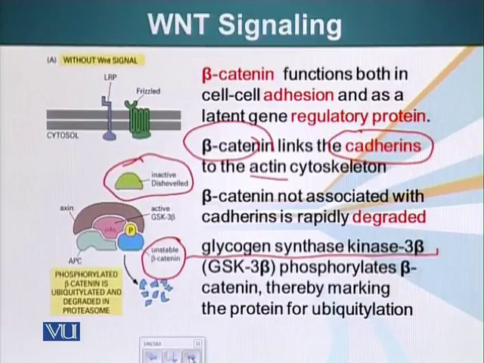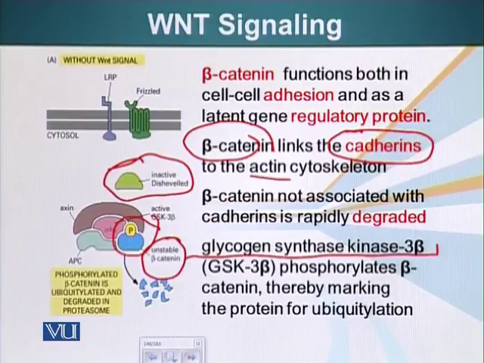As I've said, kinases phosphorylate. It phosphorylates beta-catenin, thereby marking it for degradation. And before it is degraded, a small ubiquitin molecule is attached to this protein. We have talked about this, that any protein that has been tagged with ubiquitin is taken to the proteasome and degraded.